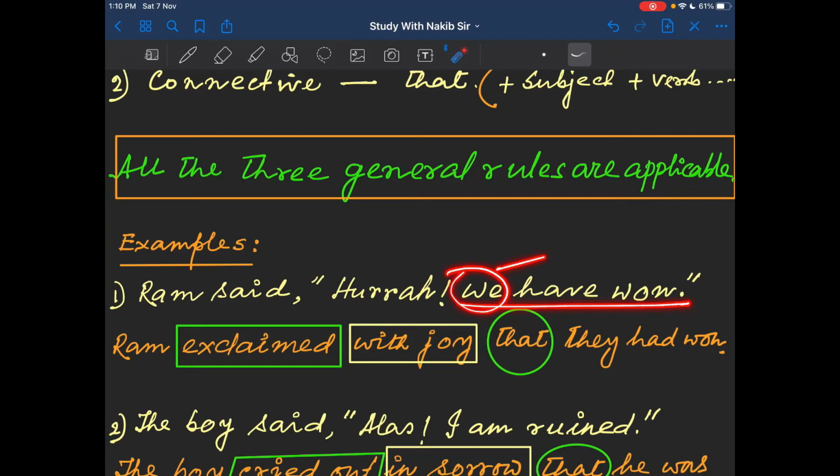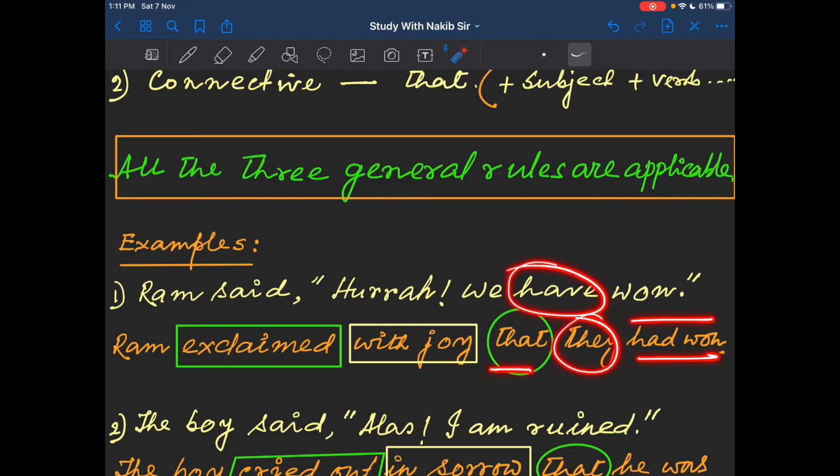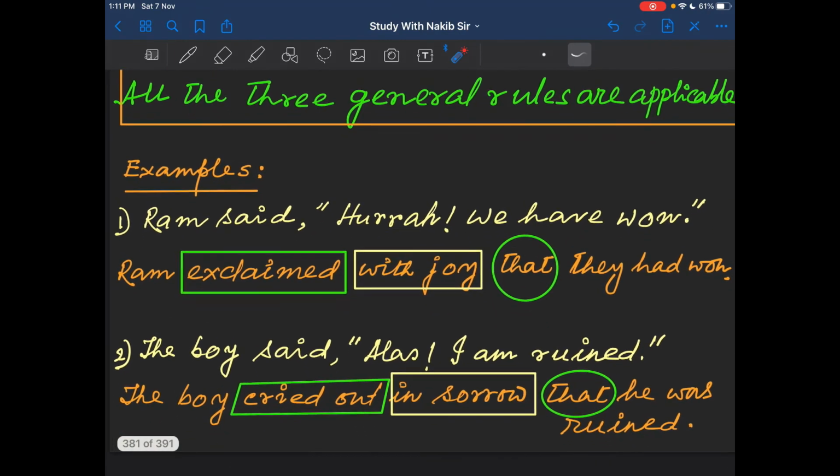"We" means the first person pronoun. So it will be changed in the indirect narration according to the number and person of the subject of the reporting speech. So "we" will be changed to the plural number, third person pronoun, so it will be "they." So your answer is: Ram exclaimed with joy that they had won. "Have" will become "had," because the reporting verb is in the past tense, according to rule 4.